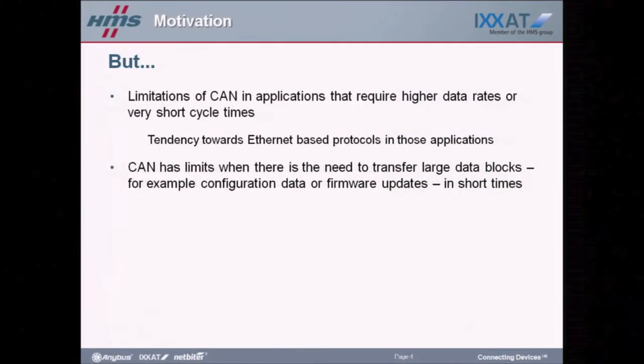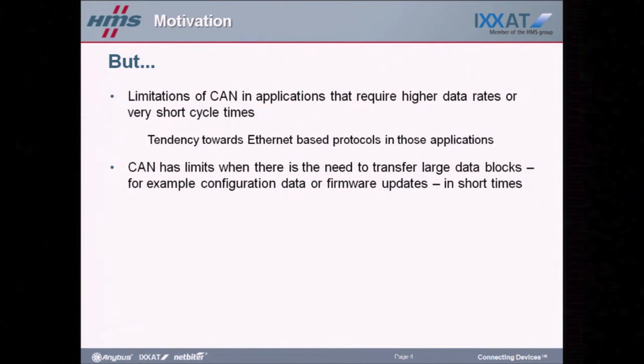But there are certain limitations of CAN applications where you require really short cycle times. There's a tendency towards Ethernet-based protocols in these applications, for example, drives. And CAN also has limits when you need to transfer fast, large data blocks. You heard that yesterday, I think this was the presentation by Vector, when you have to download, for example, new firmware updates via CAN, it's going to take time. So there's something there where we could really profit. It's not only automotive applications, you have this in knitting machines where you have to download new firmware very, very fast. There are very strange schemes invented there to speed up download times.